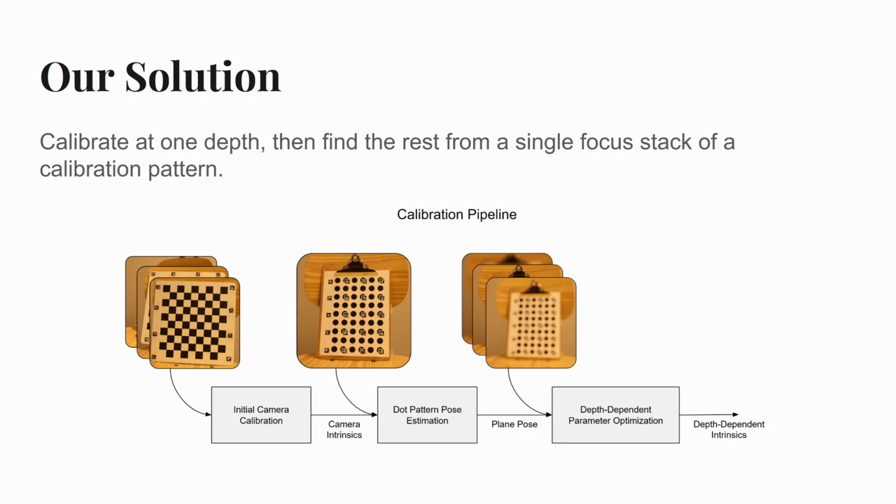We take an initial camera calibration as usual, then take a set of images with the same pose but different focus distances, a focus stack of our own calibration pattern. Using this focus stack, we optimize the camera's parameters for each focus distance.